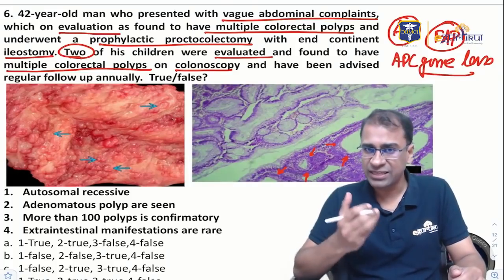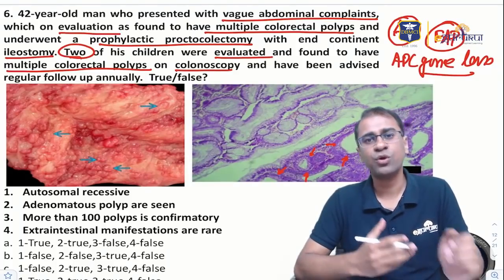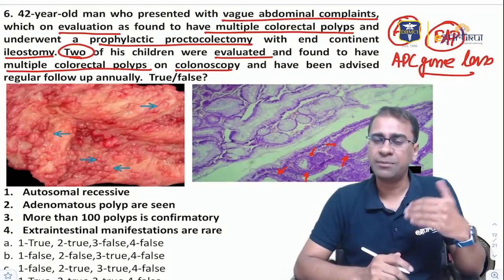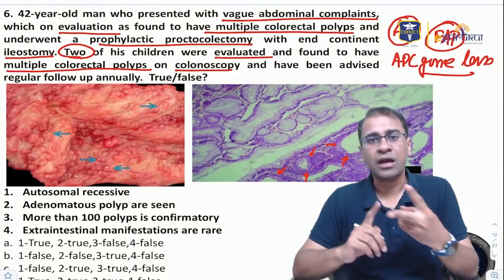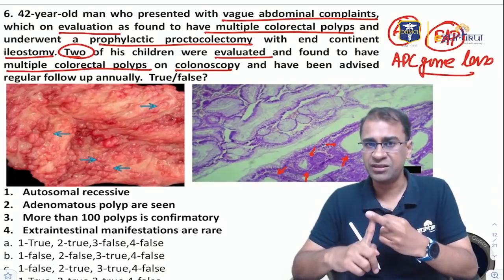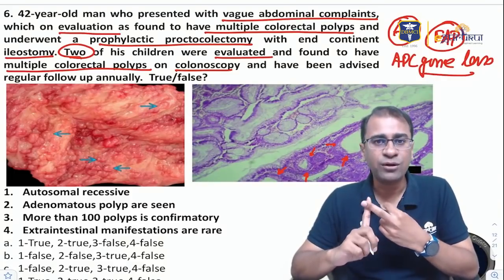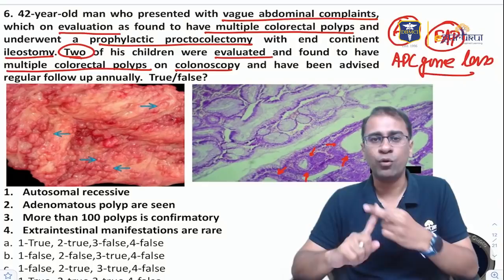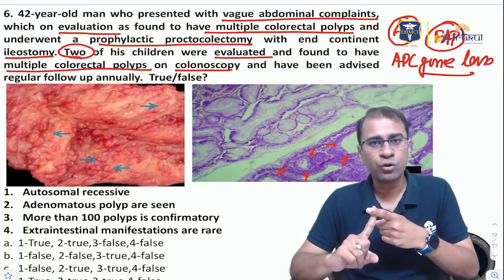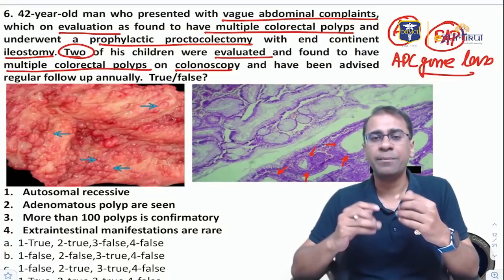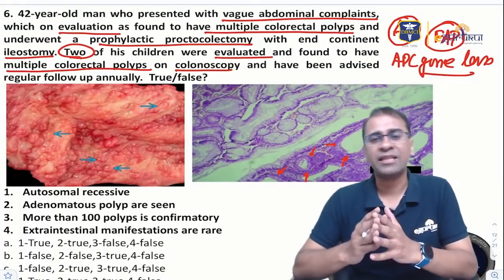It has extraintestinal manifestations, which are obviously seen in the form of multiple tumors at other sites as well. And two syndromes you should always remember: Gardner syndrome with supernumerary teeth, osteomas of the bone, and what is called desmoid tumor. In the other syndrome, called Turcot syndrome, you see brain tumors like glioblastoma and medulloblastoma.